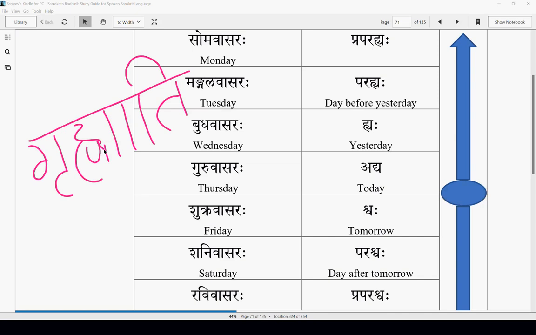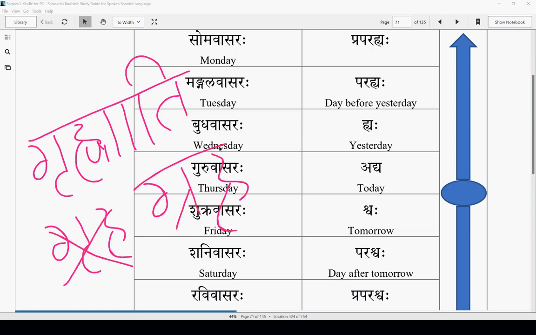Accept is more like svikaroti. Grahnati can also be used, but it's more like taking or holding. Aham pustakam grahnami means I hold from somewhere, so I pick up or hold. Aham pustakam mama haste grahnami. So grahnati comes from the base word graha. The base word for grahnati is graha. Graha means hold.